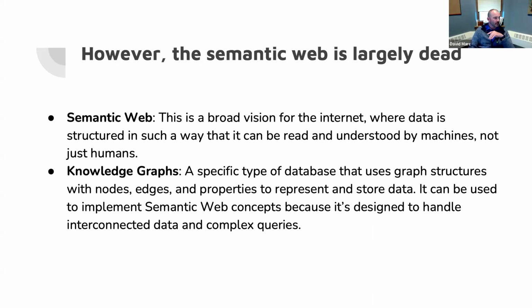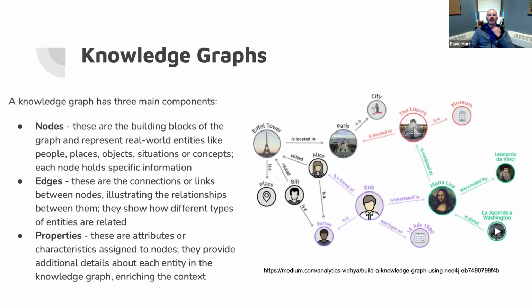I'm going to provide you with an example. You have nodes, which are the building blocks of the graphs. They represent what we consider entities in a traditional relational database, so they might be things like people, places, objects, situations, or concepts. Then you have the edges, which are the connections between those nodes. And the properties are the attributes or characteristics assigned to those nodes.